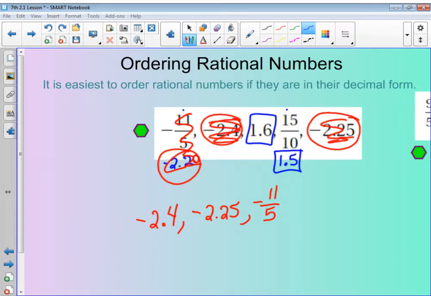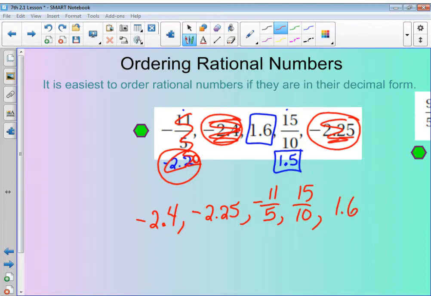And now we're working with those positive numbers. So I'm going to look at these and say, okay, what's smaller? 1.5 or 1.6? I have to change my thinking again. Well, 1.5 would be the smaller. Oops, what did I do wrong? I wrote out 1.5 instead of what it was originally. Originally it was 15/10, so I'm going to write it out as 15/10. And then the last one would be 1.6.